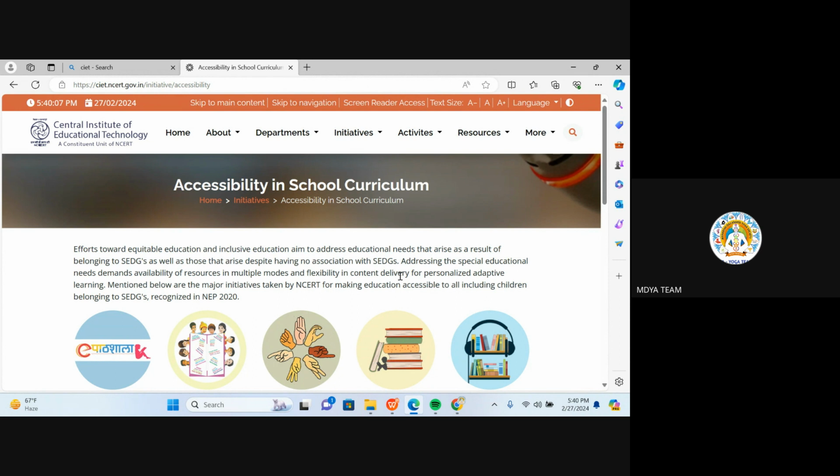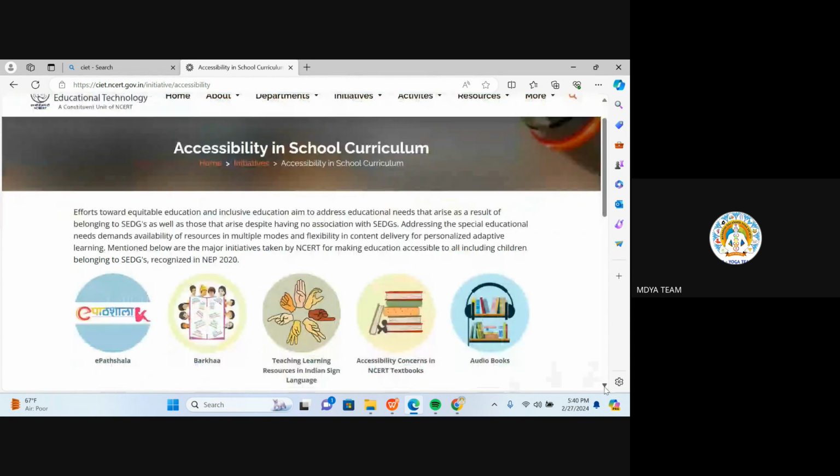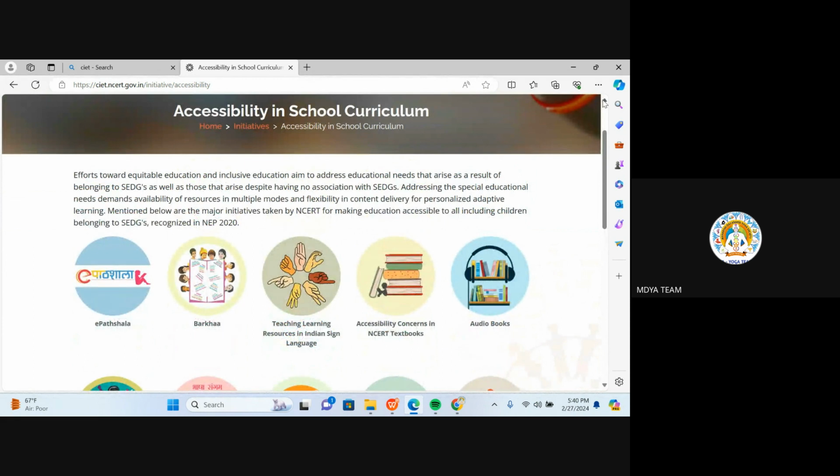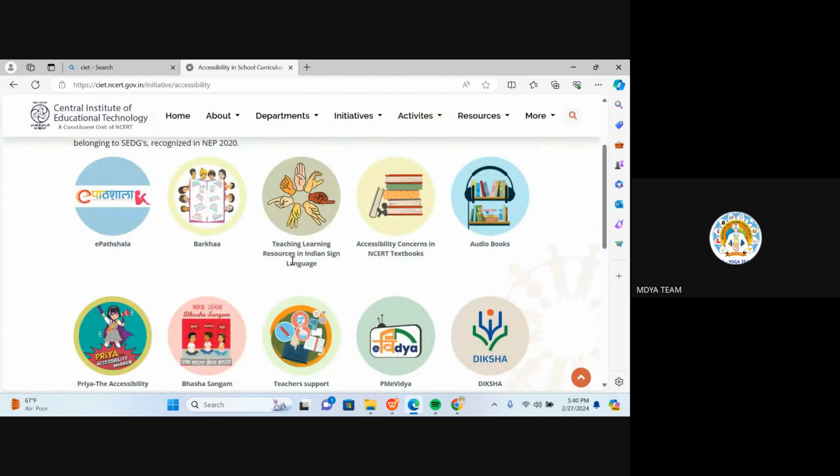Okay, so this is accessibility in school curriculum. Efforts towards equitable education and inclusive education aim to address educational needs. The focus is on the educational needs that arise as a result of belonging to SEDG, socioeconomic disadvantaged groups, as well as those that arise despite having no association with it. You have to learn about this. Now there are so many organizations and initiatives that come under this school curriculum: E-Paathshala, Barkha, teacher learning resources in Indian Sign Language, as we discussed, for children who are disabled, they provide sign language. Accessibility concerns in NCERT books are there, audio books are there.